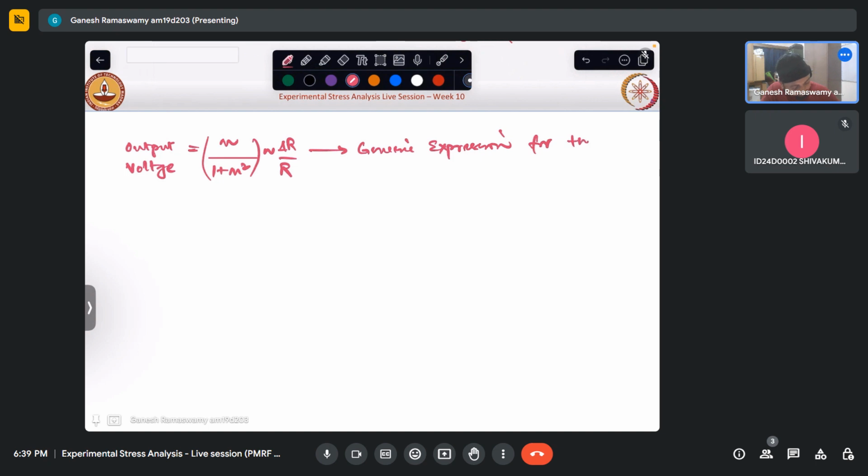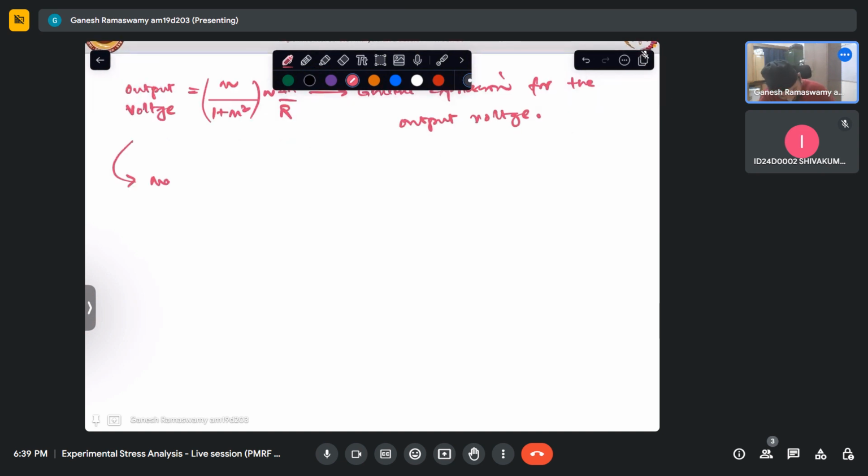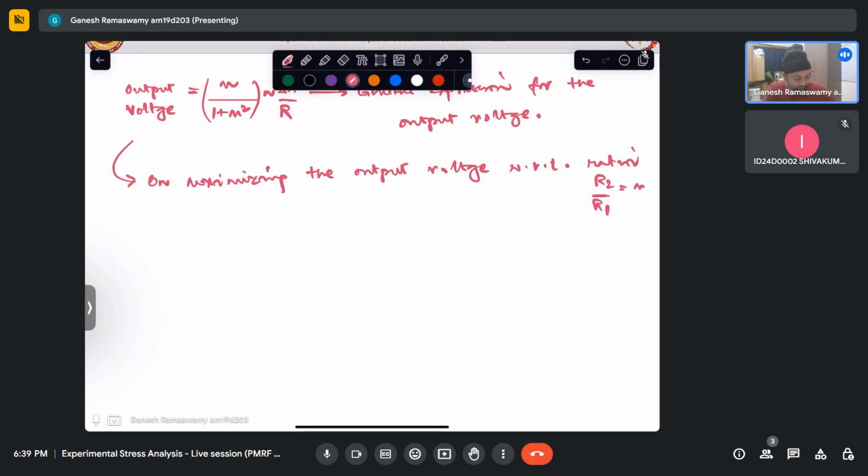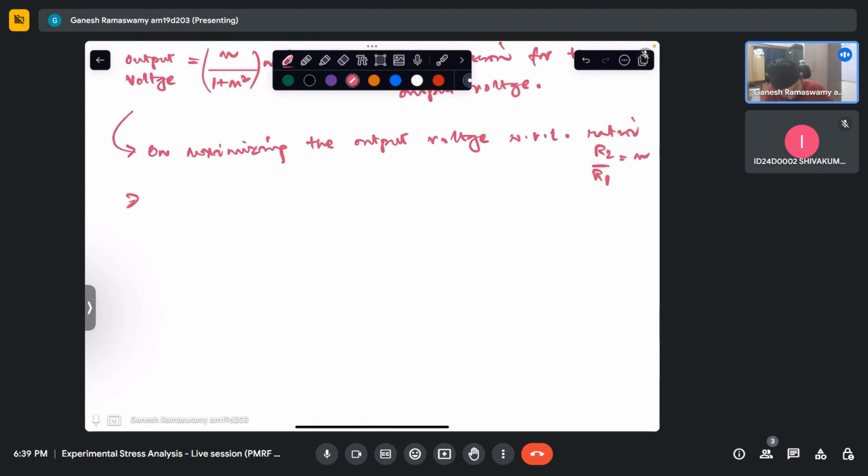Generic expression for the output voltage. Now, on maximizing the output voltage with respect to the ratio R2 by R1, which is M, basically what we are doing is taking the partial derivative of the output voltage with respect to M and setting it to 0 in order to find the extrema, the stationary point.